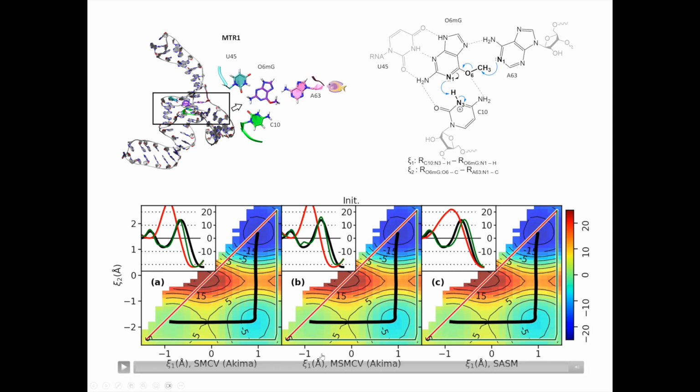So this is a little movie where we're going to take a look at a couple of different string methods. The one on the right is our surface accelerated string method. The first two are methods that have been previously published in the literature. One is a string method in collective variables, and another one is a modified variant of that string method in collective variables. And the idea is we're going to take a look at the convergence of the path.